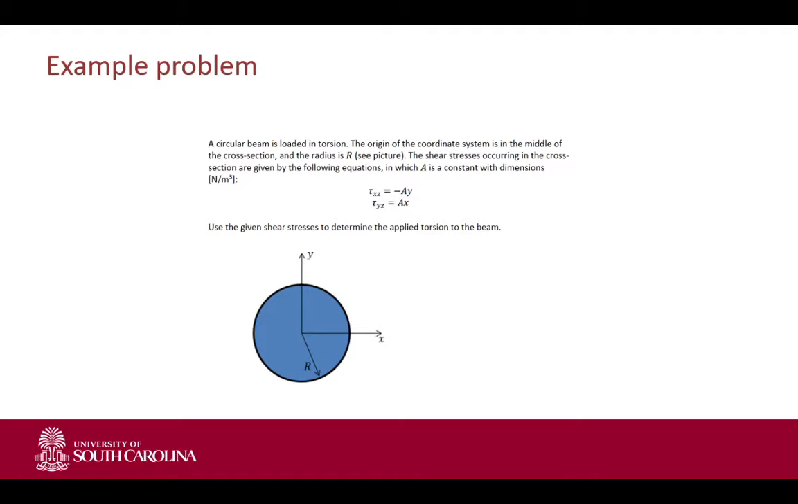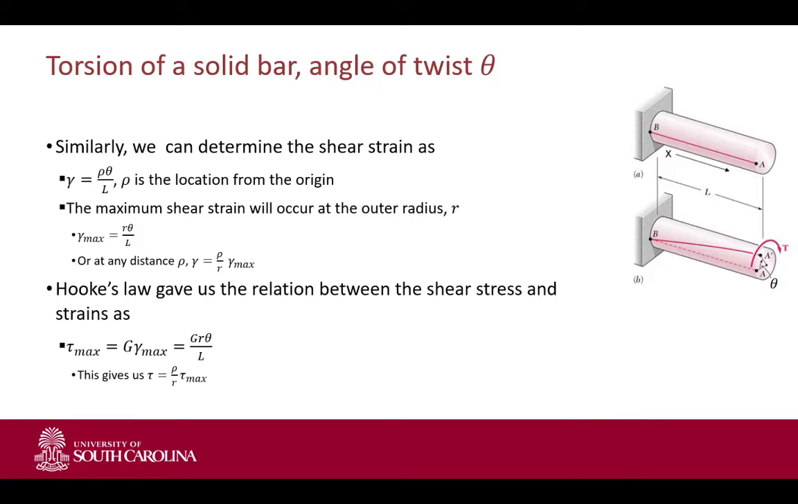And with this, you have a circular beam. In this case, it's a thick wall beam with given radius r. You have given that the shear stresses in xz and yz are equal to minus ay and ax. And the question is, use the shear stresses to determine the applied torsion to the beam. So go back to our lecture slides. What we have to do is go back to the previous slides. It's a solid beam, yeah, it's a solid beam.